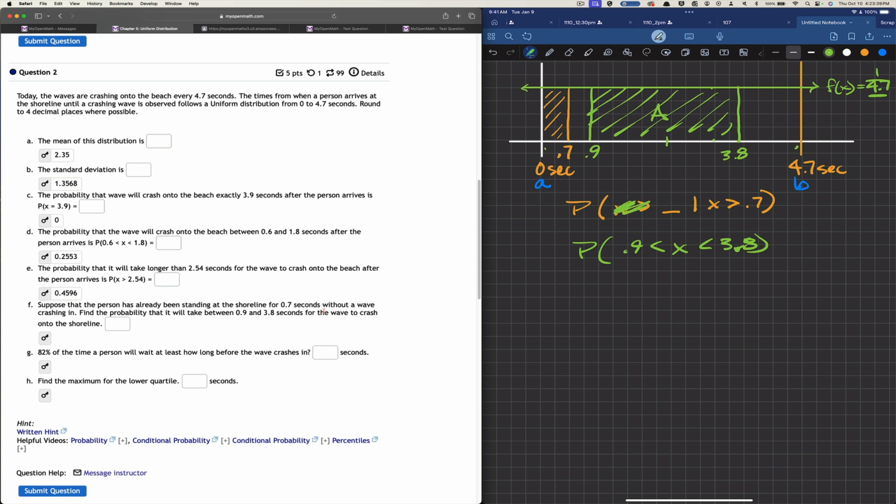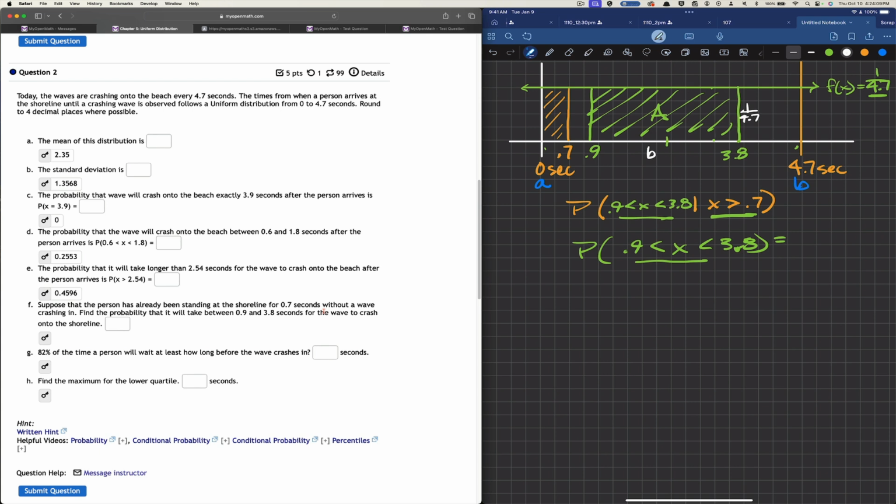And so really this is between 0.9 and 3.8. But we still have this piece of information here, and I believe it's straightforward, but we'll see. So let's calculate this part first, which is the same as that. Okay, so I'm going to determine the length of this base, and we already know the height to be 1 over 4.7. I keep saying that. I don't know why.